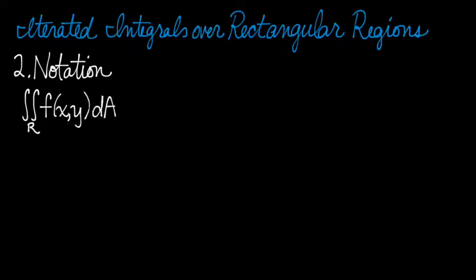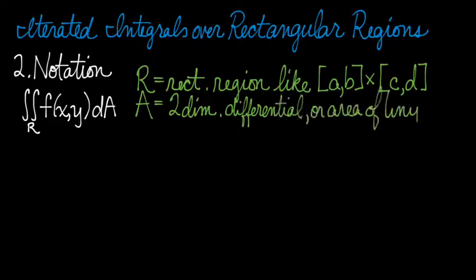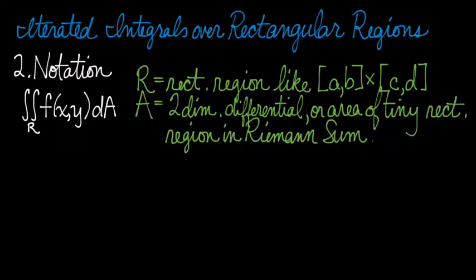Now I'm going to say a few things about notation. This is the general notation for a double integral over the region R, differential dA. The R, in general, is any region. For the purposes of this lab, it's a rectangular region. We'll denote it like this, interval cross interval. The AB corresponds to the x's, CD corresponds to the y's. dA is a two-dimensional differential, and it corresponds exactly to the dx when we're doing one-dimensional integrals. You can think of it as a little teeny tiny rectangle when you're expressing this integral as a Riemann sum.